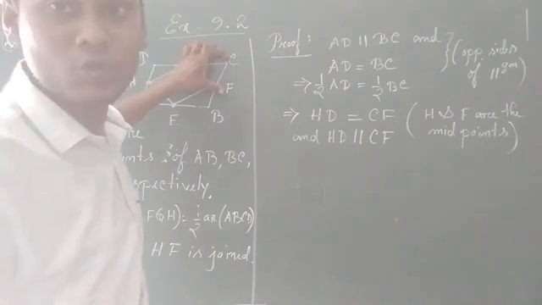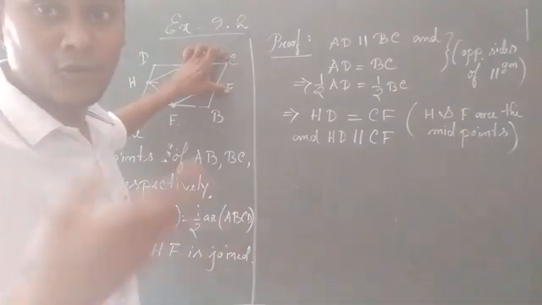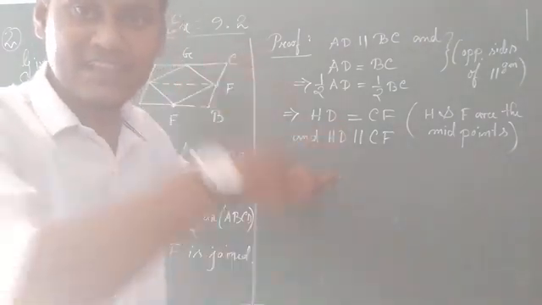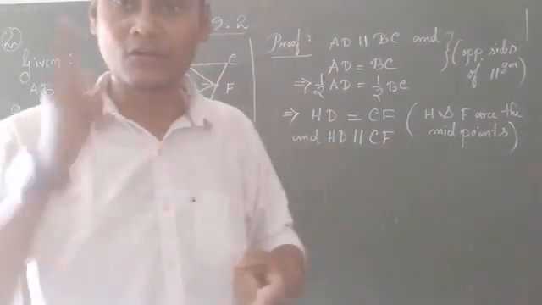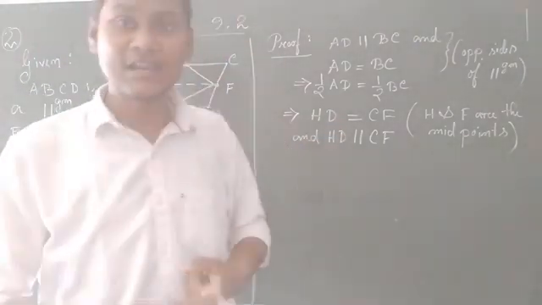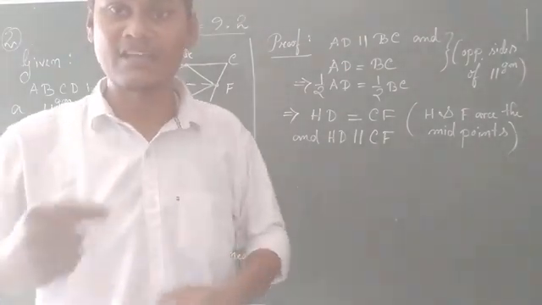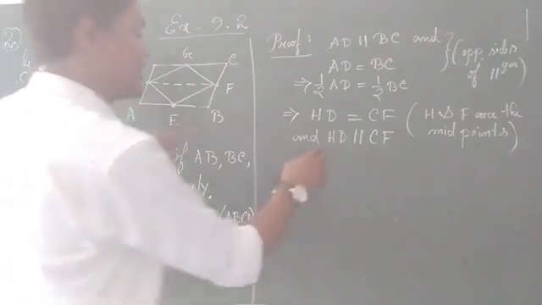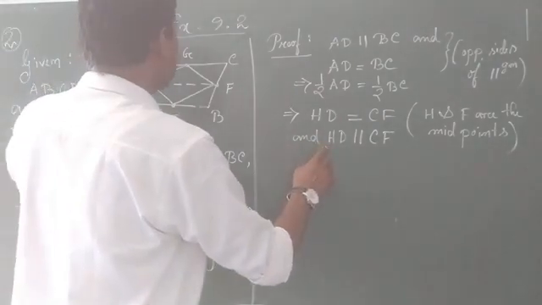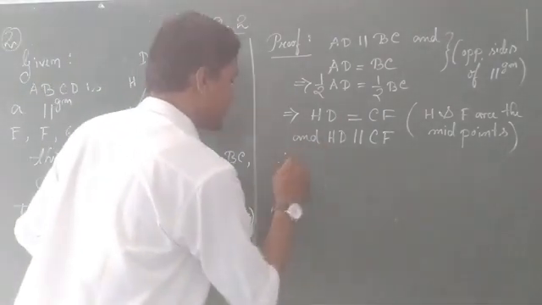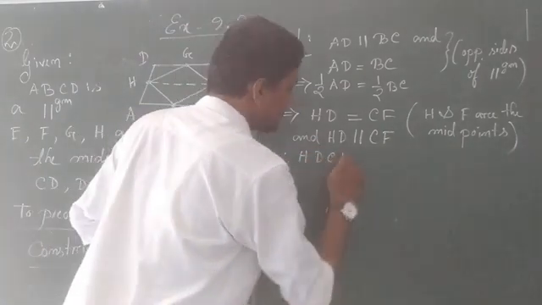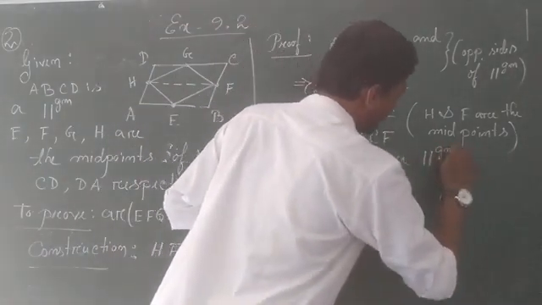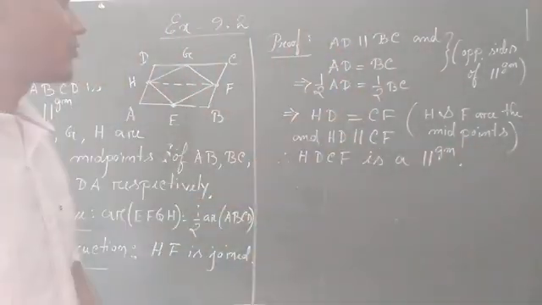HD and CF both are opposite sides. For these opposite sides, the first time I got equal and the second time I got parallel. If opposite sides of a quadrilateral are parallel and equal, then it will be called a parallelogram. So I can write HDCF is a parallelogram. Therefore I can write HDCF is a parallelogram. So till here it is okay.